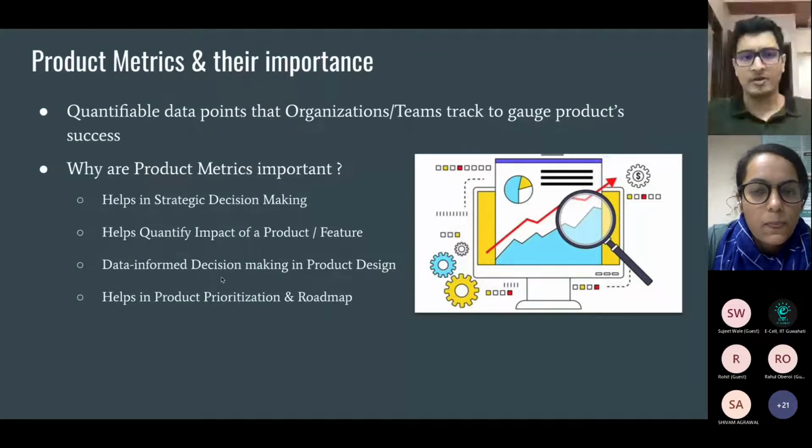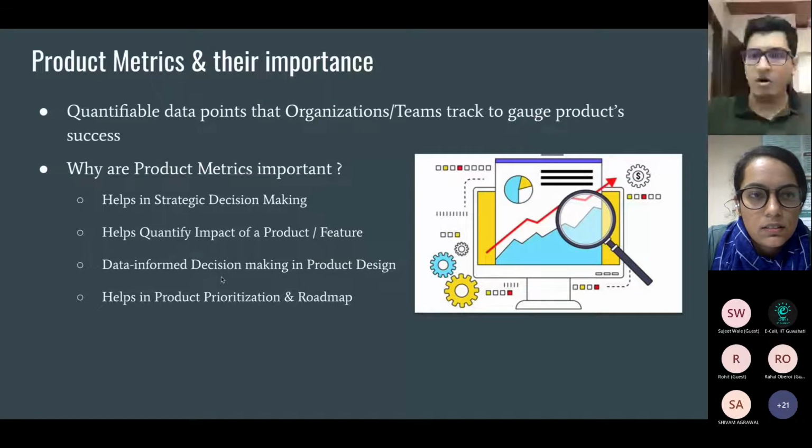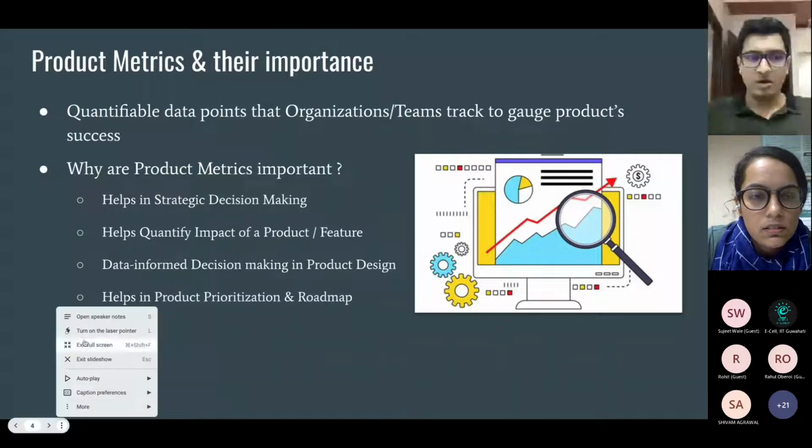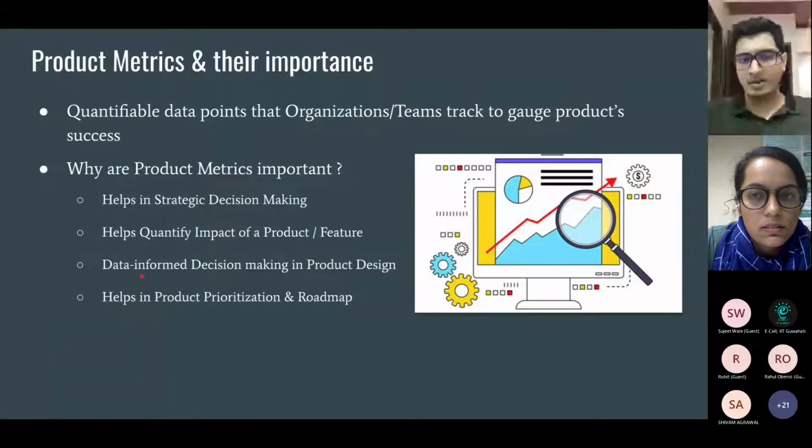You can take data informed decisions, right? And a lot of times there are alternatives, there are different options that you could try. So all of this you can take data informed decisions, right? And next, obviously, while you're building your product roadmap, you can use the expected gains, or the impact that a product feature will have, while prioritizing your product roadmap, right?